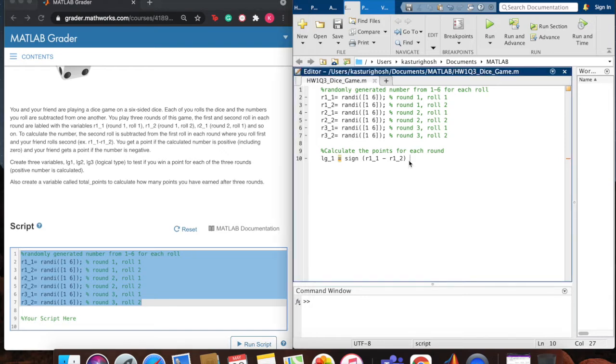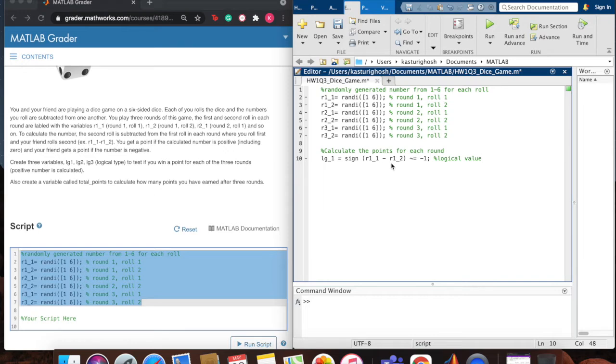So this is not equal to -1, which means your friend is not winning. All right, and the answer of this would be a logical value. So it would be either 1 or 0, because it would calculate the sign of the number. If it was +1, that would mean it's not equal to -1 and you win, right? So that would give you a logical 1.